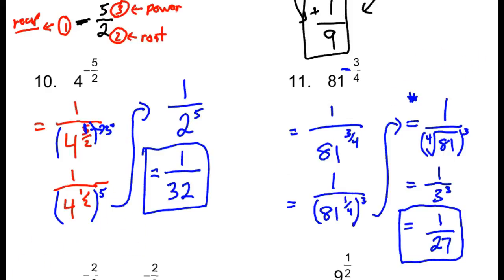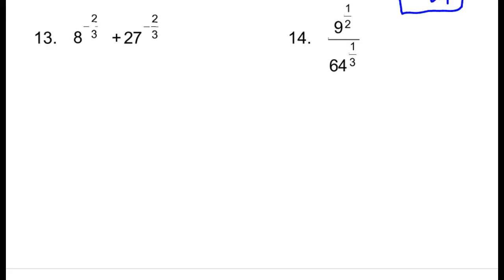Okay, so let's look at number 13. This has everything, plus at the very end you have to add a few fractions together. So let's review that, just to make sure we have it. First we have a couple negatives, so we have 2 fractions: 1 over 8 to the 2/3, and 1 over 27 to the 2/3 as well.